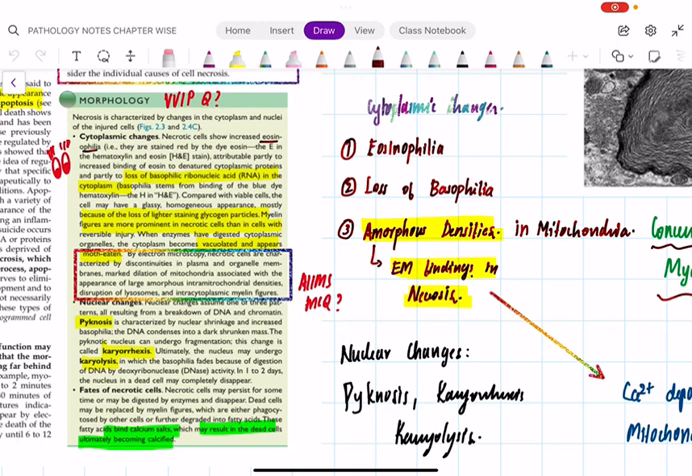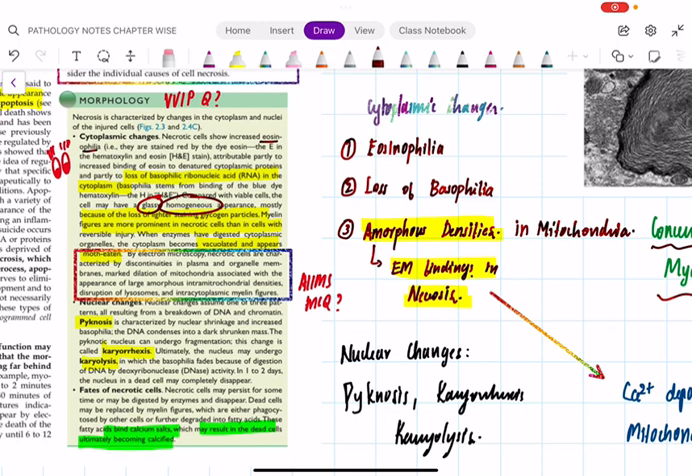Why is there loss of basophilia? Basophilia means hematoxylin staining, and hematoxylin usually stains the nucleus. That is why, in irreversible cell injury, there is loss of DNA integrity, so there will be loss of basophilia. Then the cells will also have a glassy homogeneous appearance. Why? Because of the loss of glycogen and all those particles, they will get damaged.